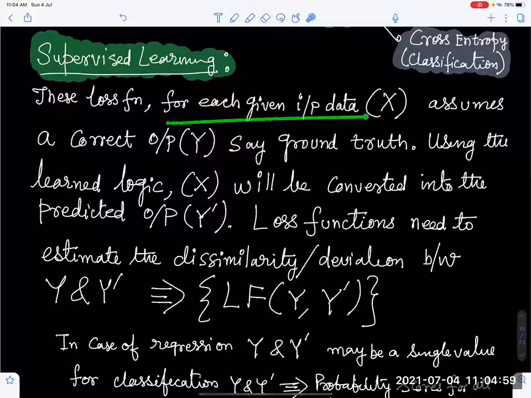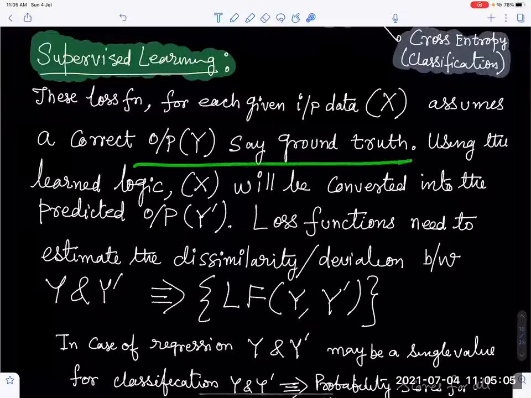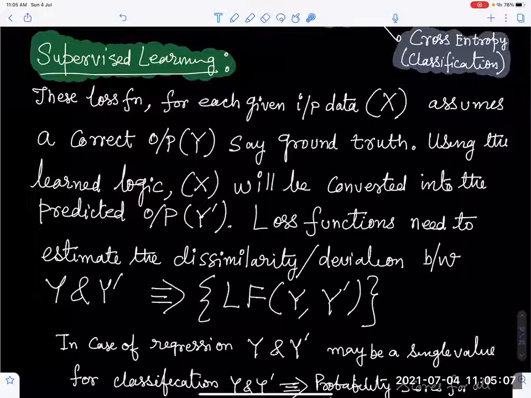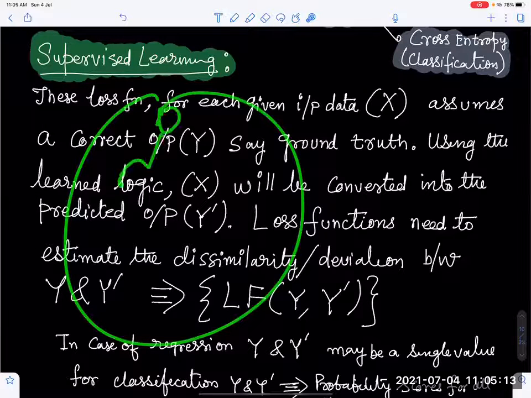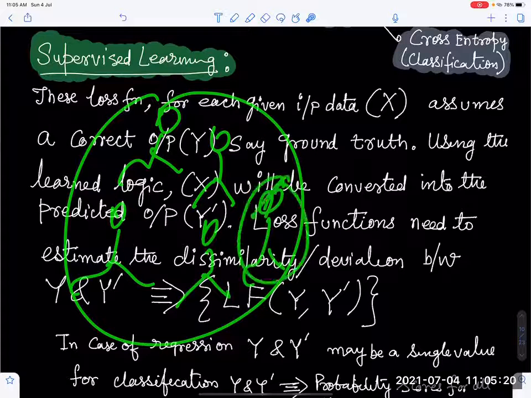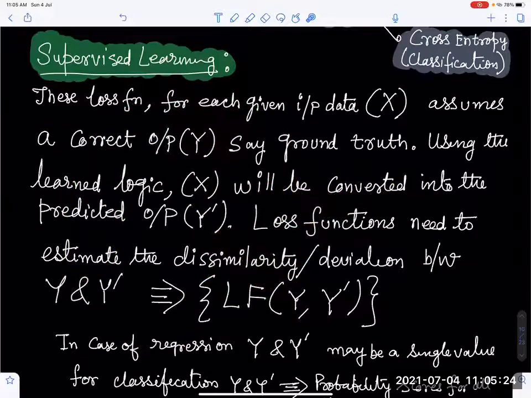So for any given point x, it assumes its correct label is also given to you, and that is called the ground truth. Which means that if selected or rejected was the question in my research group, and I give you all of the students' data, that is x. And with respect to that x, I have also given you the y. Y is what? Whether it is accepted or rejected.